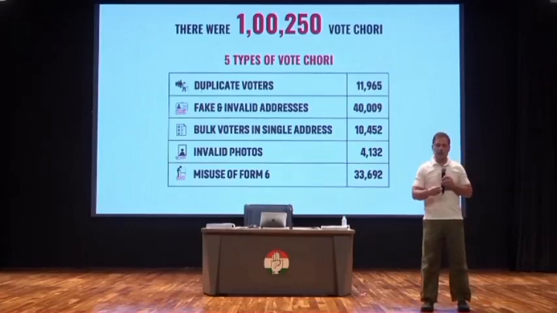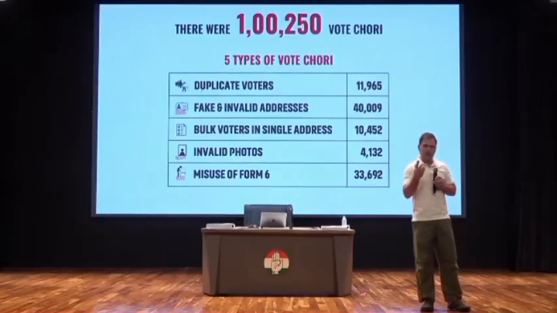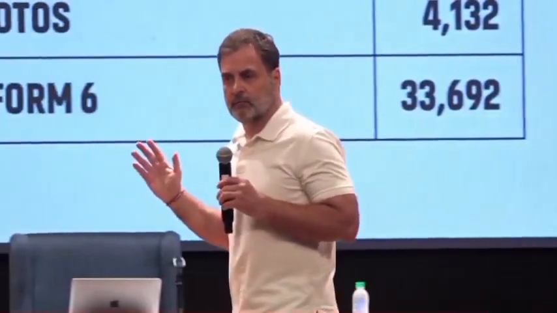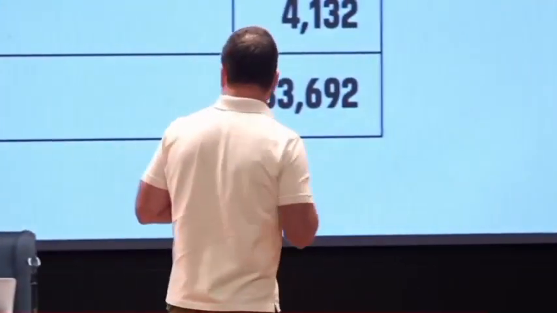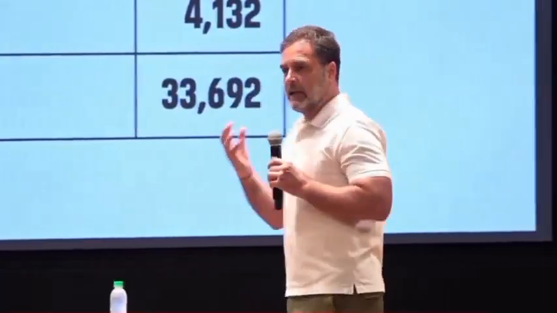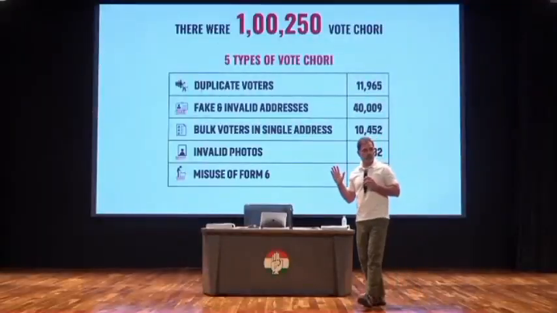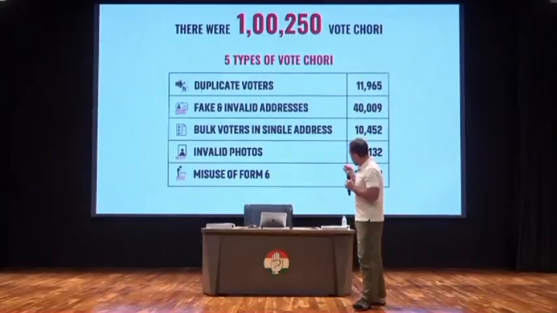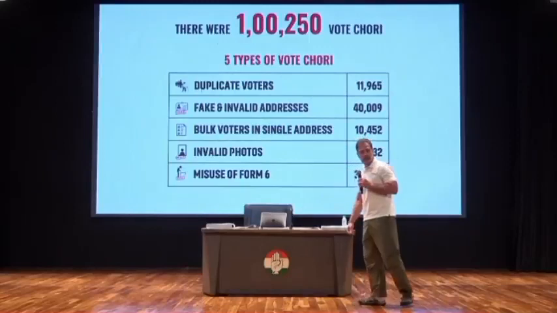Bulk voters in single address. One building, 50 people, 60 people. One bedroom house, but we go there, no 50 people living there. No record of those people ever having lived there. One family living in that house. Invalid photos, photos which you simply cannot see or no photos existing of theirs on the polling list.